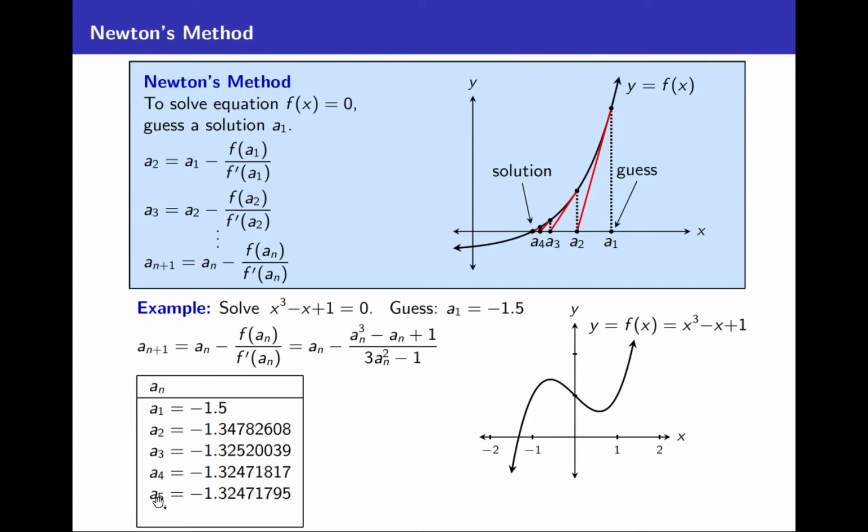Let's do one more. We'll take a sub 5, we'll plug it into our iterative expression here to get a sub 5 plus 1, or a sub 6. And doing so, I did this on a calculator, I got this number for a sub 6. And you'll notice that the number for a sub 5 and a sub 6, they agree completely.